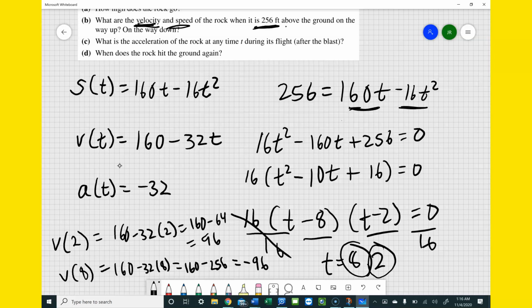96. And we can kind of know that because when you throw that rock up, when it reaches this height of 256, it's going to be going at the same speed up as it is on the way down, coming back down. That's the way it works with a parabola. It's symmetrical like that. So that answers that the velocity on the way up, when it's at that height, is positive 96, and on the way down it's negative 96, and the speed in both instances is just 96.